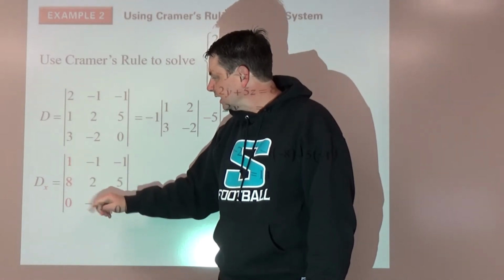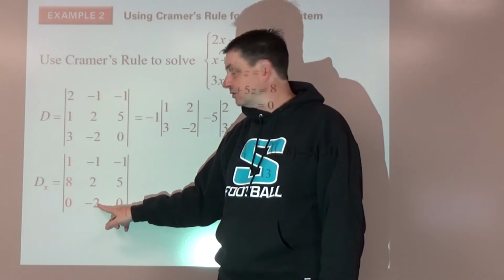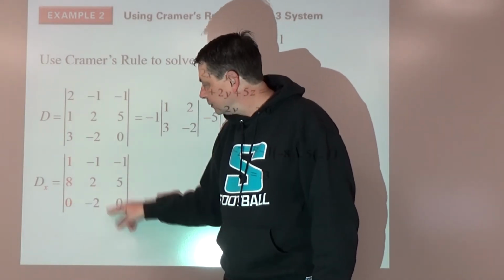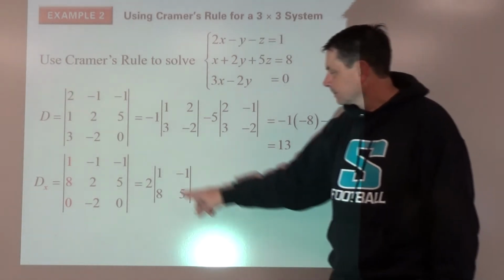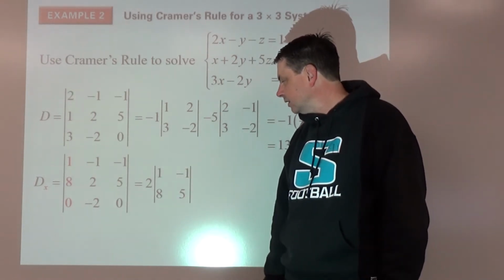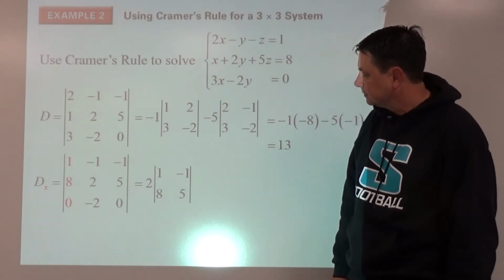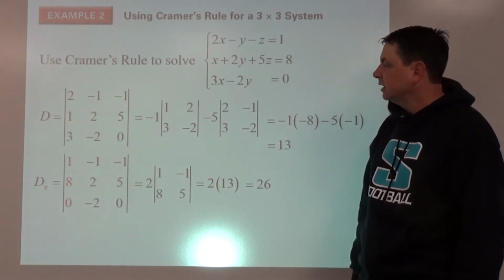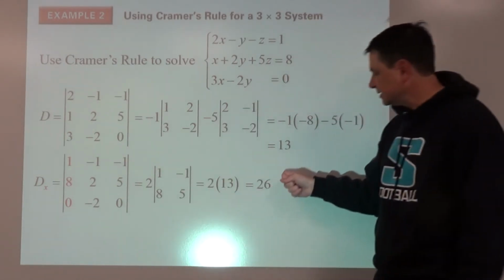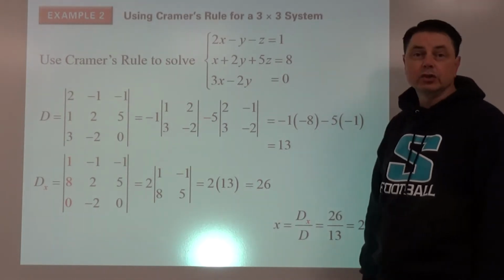So, sign chart: positive, negative. So we're going to go negative, the opposite of negative 2, times a wipeout matrix. Determinant 5 minus negative 8. So 2 times 13 is 26. As far as x, it's D sub x divided by D. X is 2.